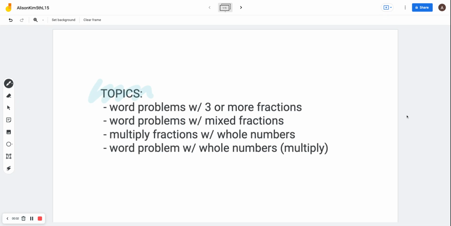Hi, fifth graders. Today's topics are going to be a lot of word problems. So, we're going to have word problems with three or more fractions, word problems with mixed fractions, and then we're going to have a worksheet where we're multiplying fractions and whole numbers, and then a worksheet about word problems where we multiply whole numbers.